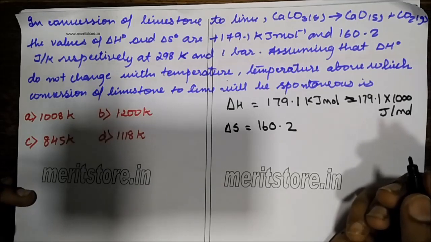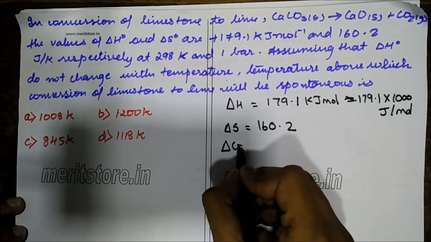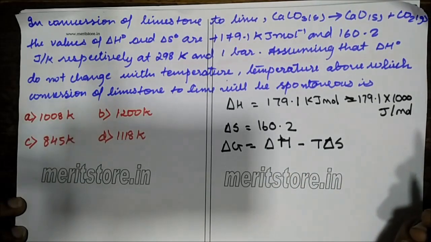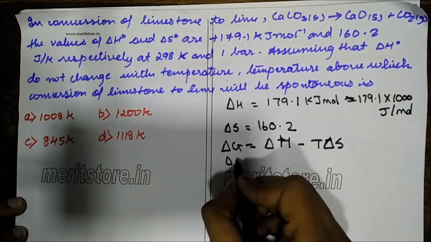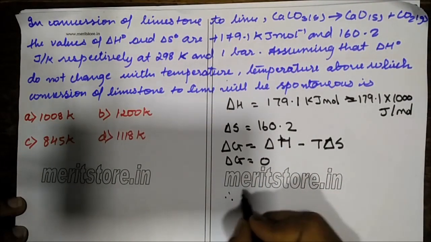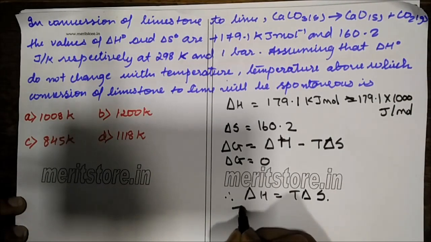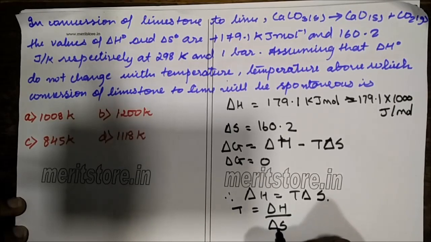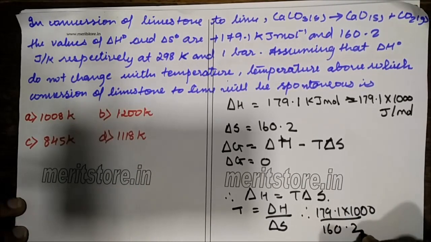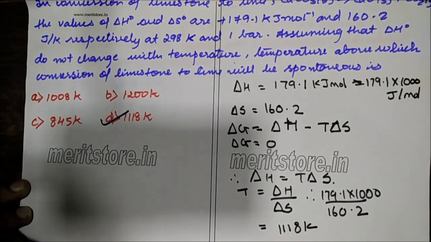At a temperature of 298, assuming the delta H does not change with temperature, the temperature above which the conversion of limestone to lime will be spontaneous is. So we know the equation for Gibbs energy. It is delta H minus T delta S. But delta G is 0. Therefore, delta H is equal to T delta S. Now we want to find out temperature. So temperature we are keeping on one side, everything on the other side. So that's delta H upon delta S. And my delta H is 179.1 into 1000 upon delta S, which is 160.2. Now if you use a calculator, the answer is 1118 Kelvin. So the correct option is D.